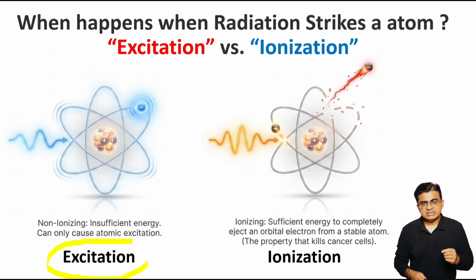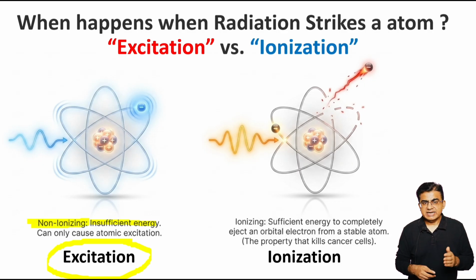Because this radiation lacks sufficient energy to remove an electron, it cannot alter the atom's chemistry and does no significant harm to the cell. It cannot break chemical bonds and it absolutely cannot damage human DNA. That is what we call non-ionizing radiation.